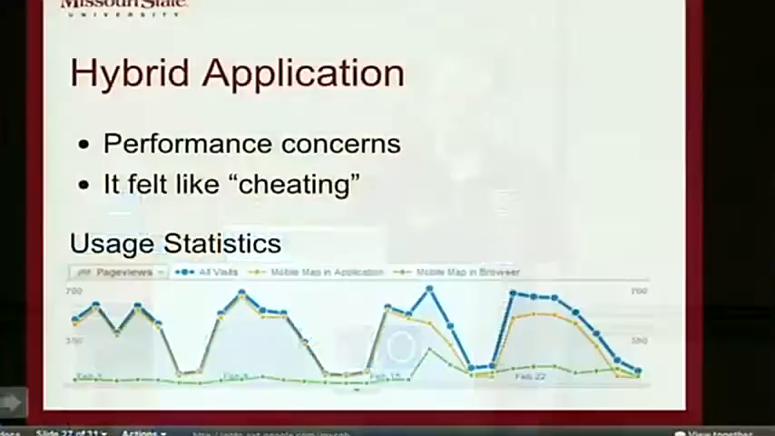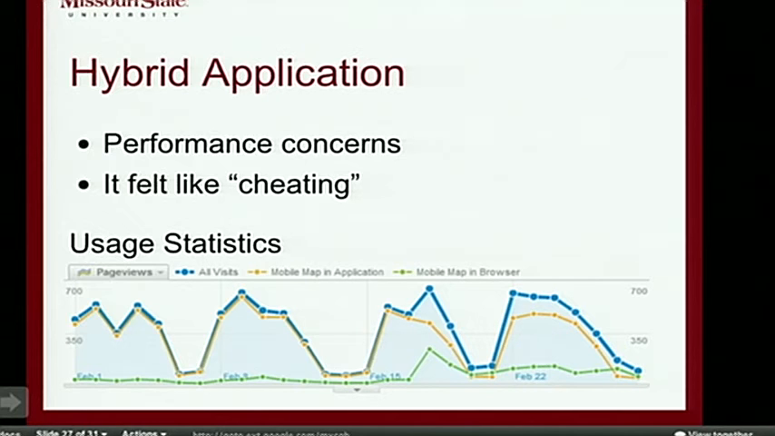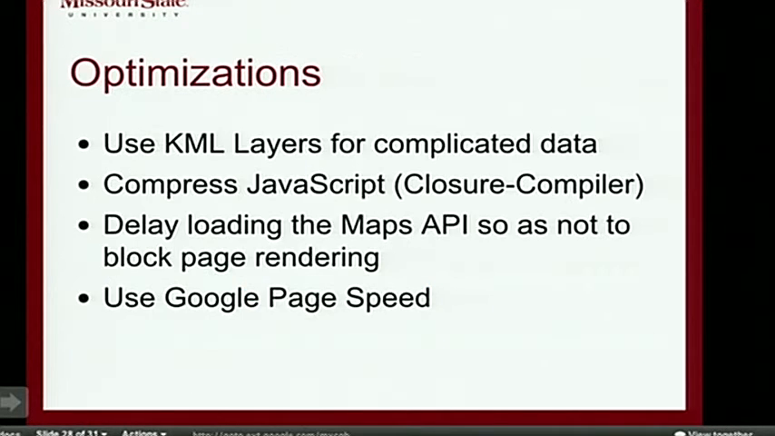In order to make this work well for users, though, I have spent a considerable amount of time on optimizations. And in fact, it seems like every other week I'm finding a new thing to do or to try. So here's some of the top ones that I found that make the most impact. The first one was use KML layers for complicated data. Complicated does not take much.